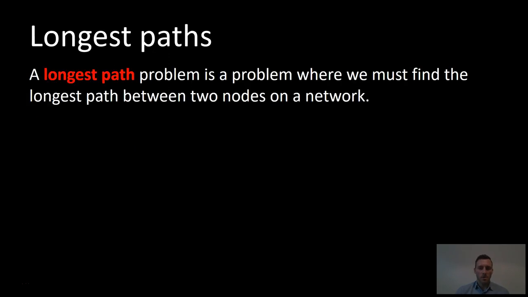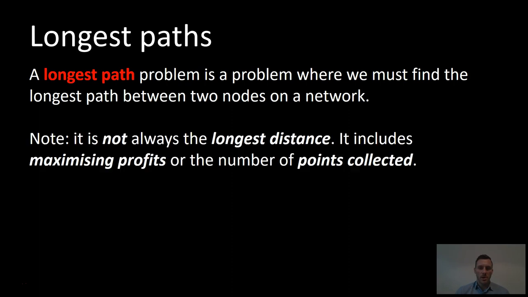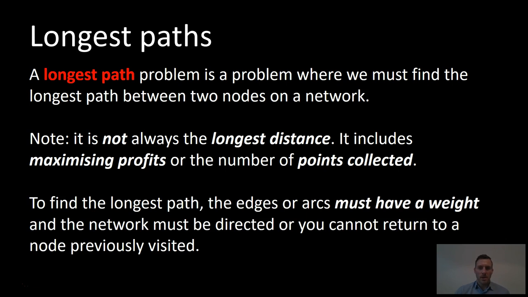A longest path problem is a problem where we must find the longest path between two nodes in a network. It's not always the longest distance. The longest path problem includes maximizing profits or the number of points collected. Clearly, we cannot backtrack in a longest path problem, otherwise we could continually go to and fro between nodes to increase the length forever. We can therefore only find the longest path if the network is directed or if we're not allowed to return to previous nodes.